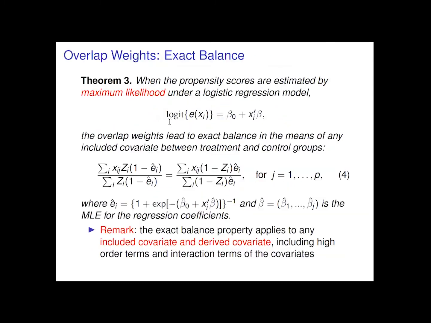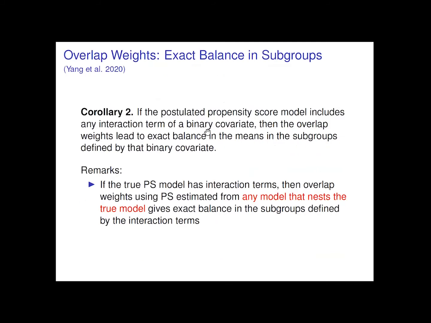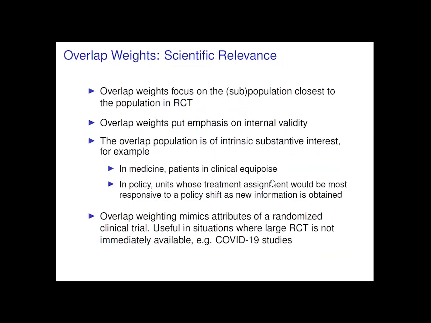Let me go a little bit more into the scientific relevance, what this population really means, and then I'll go back to some of the more properties. Overlap weights, as I mentioned, focus on the subpopulation that is in some sense closest to the population in a randomized trial.